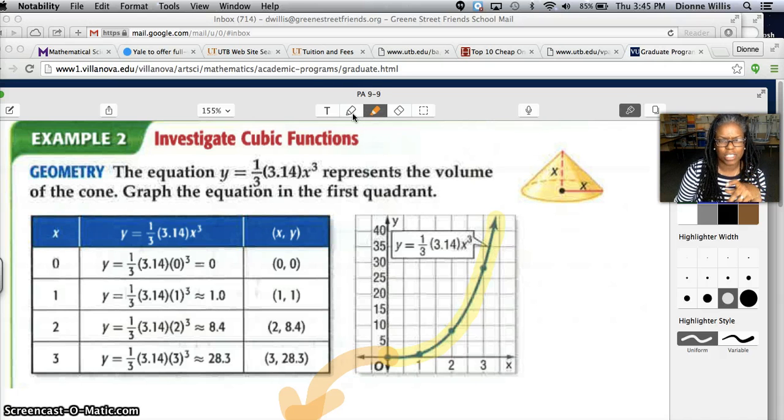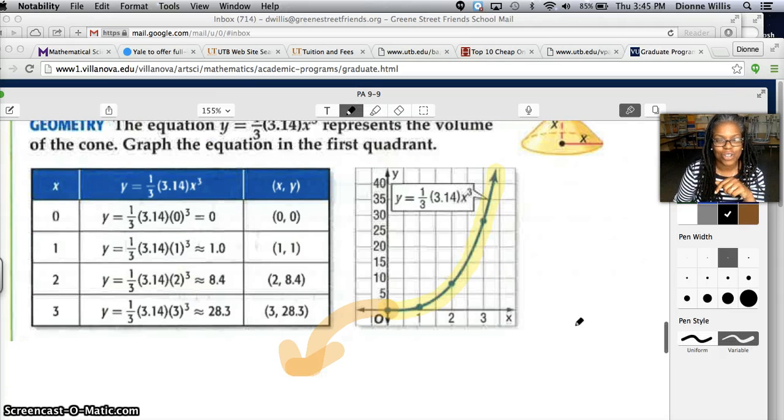So that kind of reminds me that I need to be really discerning when I look at a graph and try to determine what it is. All right, let's move on.